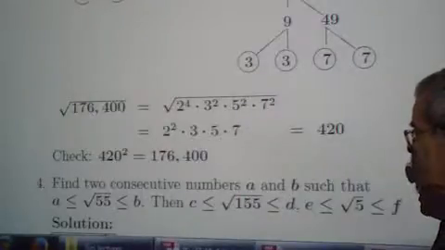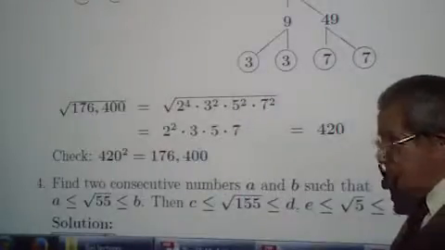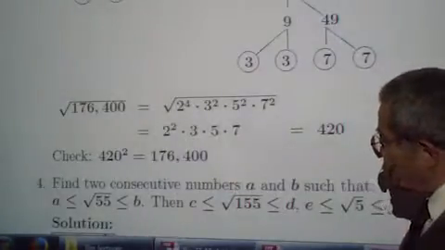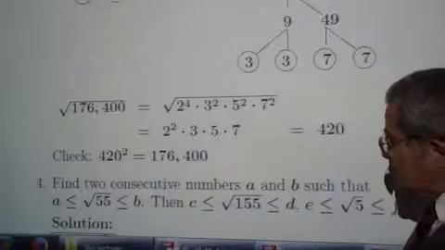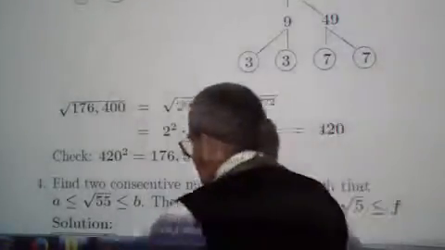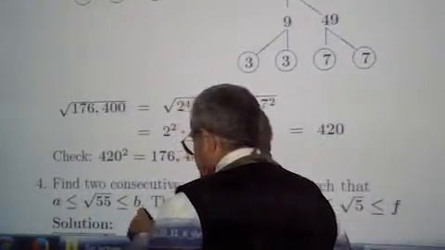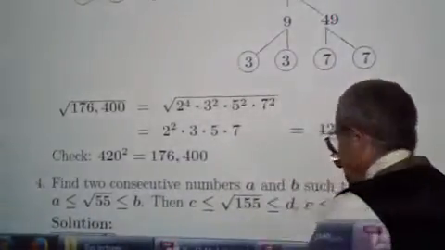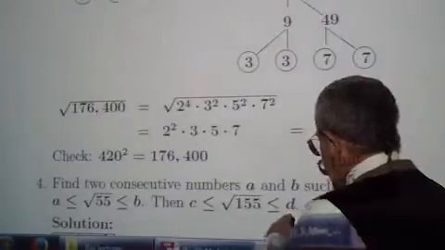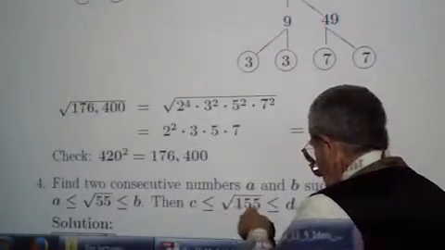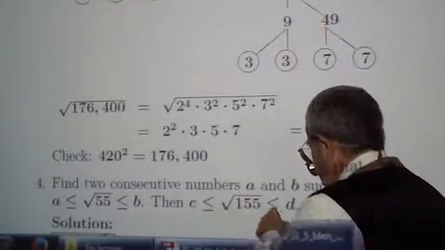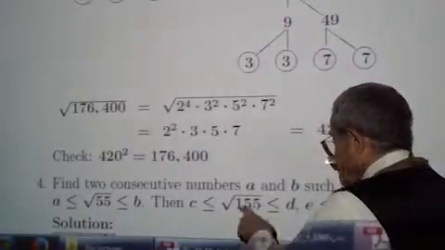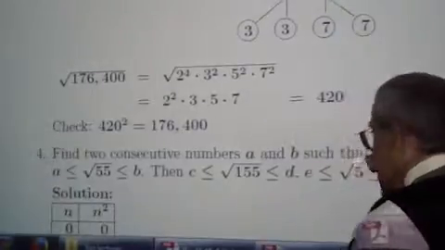Approximately what is the square root of 55? I don't want to know what it is exactly. I don't have a calculator, but it is between two consecutive numbers. It's between the square root of 49 and the square root of 64, so between 7 and 8. Similarly, 155 is between 144 and 169. That's 12 squared, 13 squared. So that's between 12 and 13.